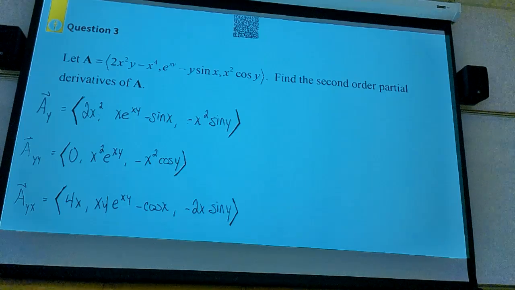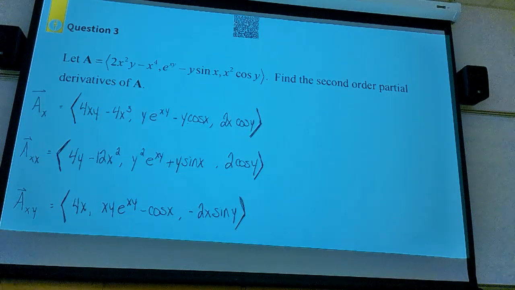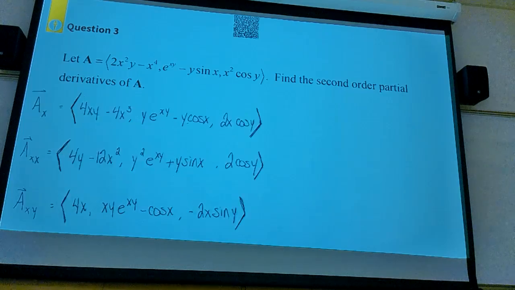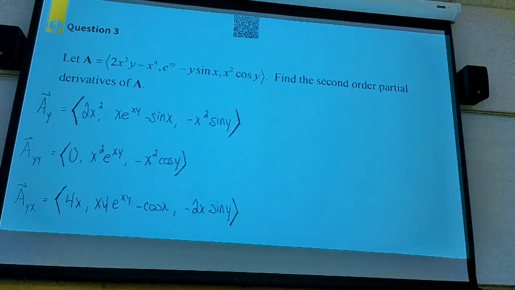What do you notice? Isn't it the same? Really? It's the same. What's the same? The last one? You know what they're called? I don't remember what they're called. When you mix the partials? I remember they're always the same. It's just called mixed partials. Okay.